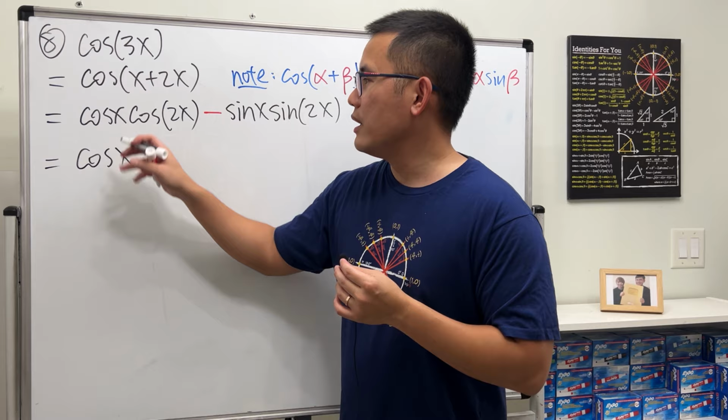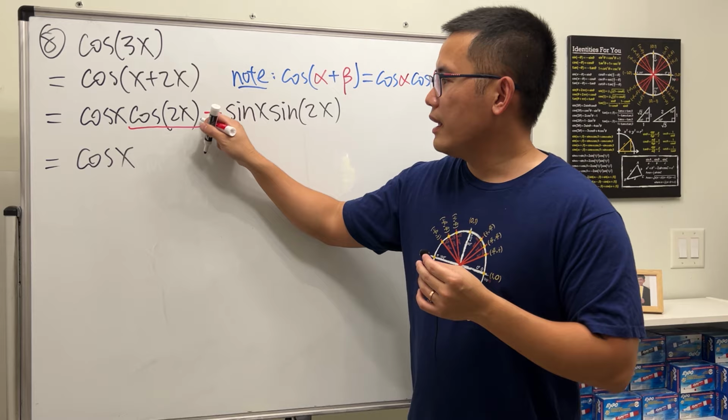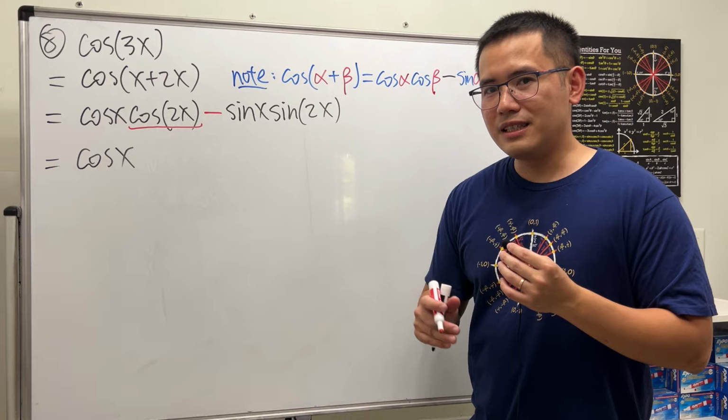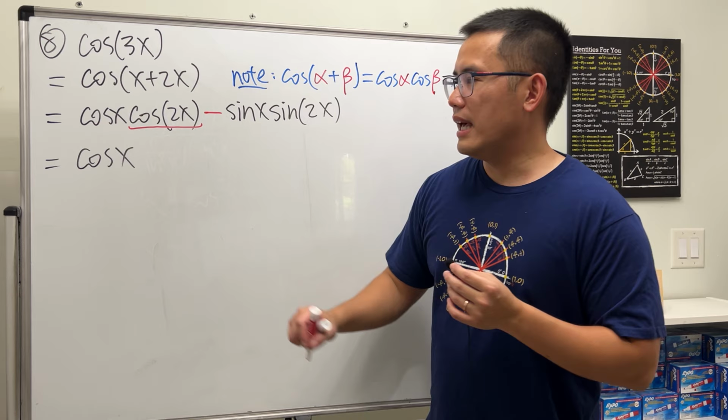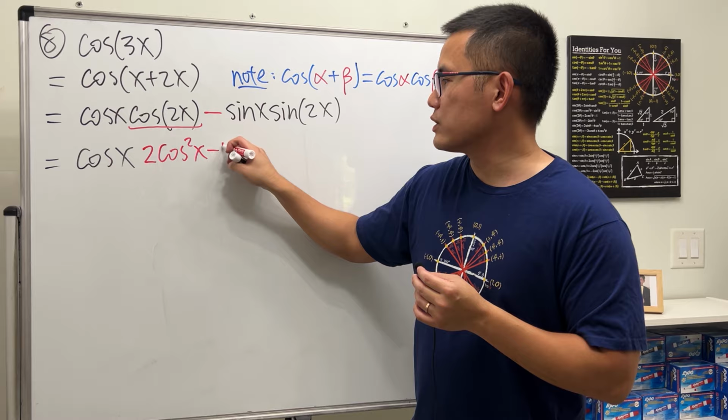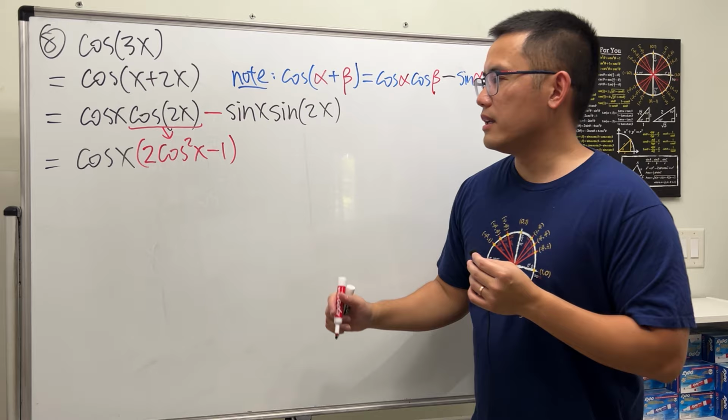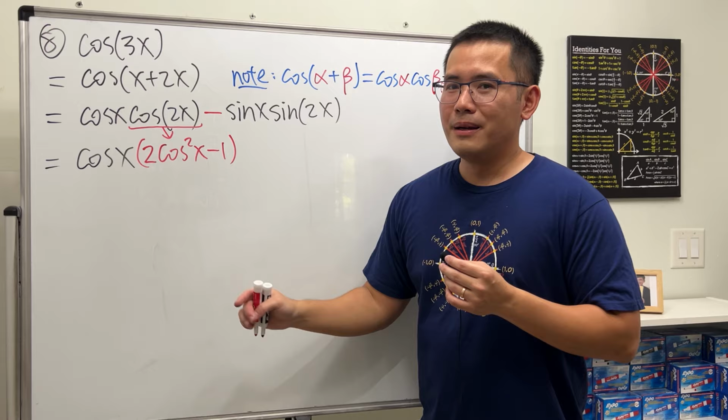Cosine x stays the same, but for this part, if you take a look at the answer choices real quick, you will realize everything's in terms of just cosine x. There's no more sine. So for this, let's write it as 2 times cosine squared x minus 1. So this is the same as that. That's a double angle identity for cosine. There are 3 versions of it, but we're using this one because it has no more sine. Keep that in mind.